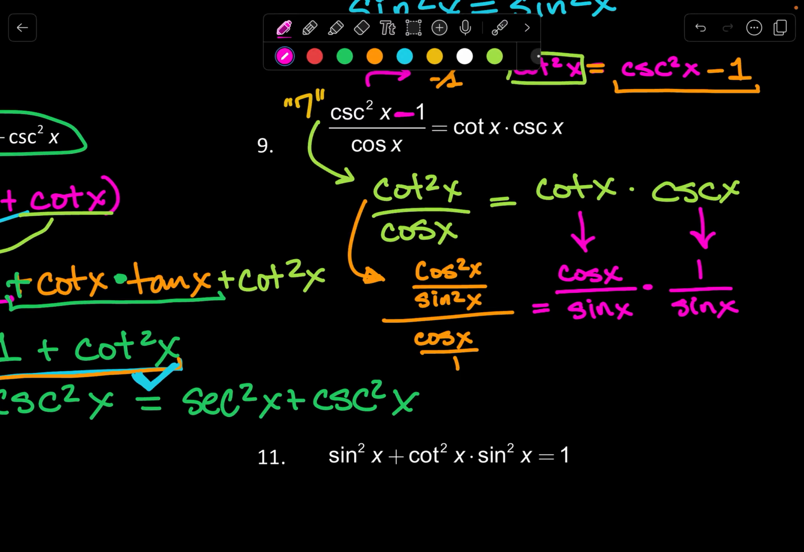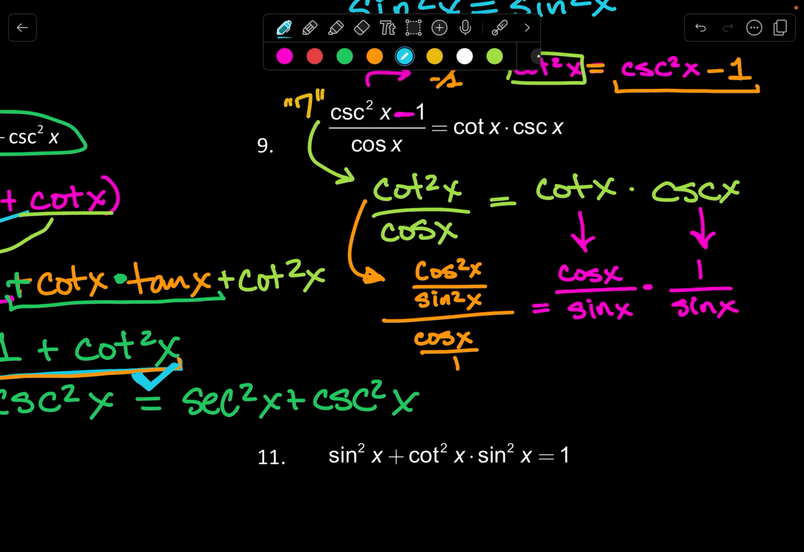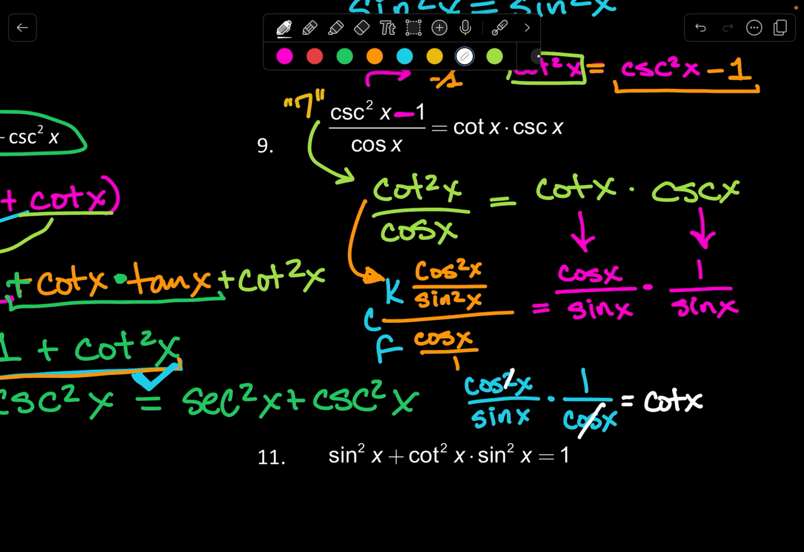So right now I'm messing around with both sides, seeing if I can simplify them a little bit. For this first side, I've got a fraction divided by a fraction. So I'm going to keep, change, flip this whole thing. So I've got cosine squared x over sine x times, and I have to flip the second, 1 over cosine x. What that's going to do is this cosine and one of these will cancel, and that's going to leave me with cosine over sine, which is cotangent.